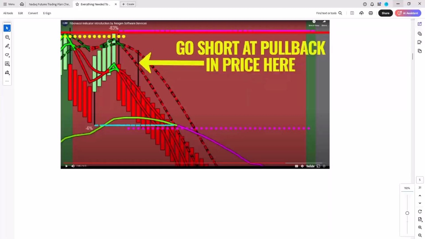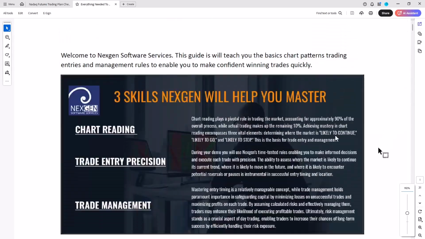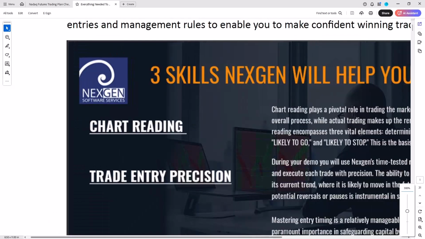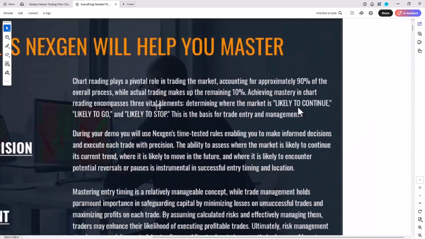So when we talk about everything needed to win, the very first picture in this PDF is chart reading. And chart reading is freaking so essential because, look, 90% of your day is going to be chart reading. 10% of your day is going to be trading. And achieving mastery in chart reading encompasses three vital elements. When is the market likely to continue up or down, which is the only time you're supposed to make a trade?